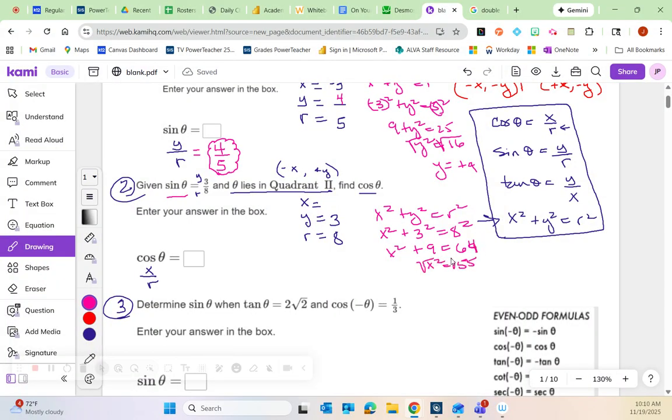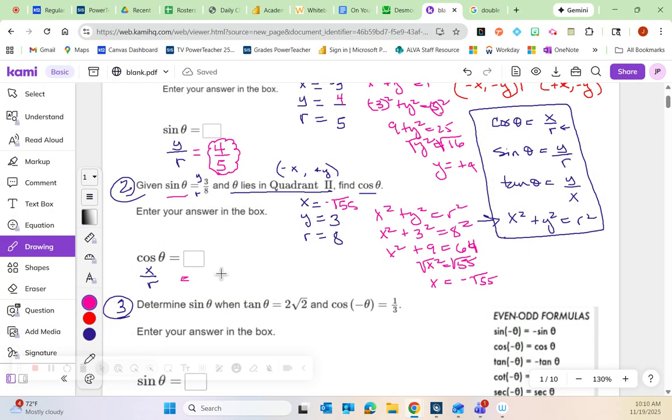55 is not going to be a perfect square, so you're just going to leave x as the square root of 55, and that will not simplify. And we know since theta is in quadrant 2, x will be negative square root of 55. And then cosine is what we're looking for. That's going to be x over r.